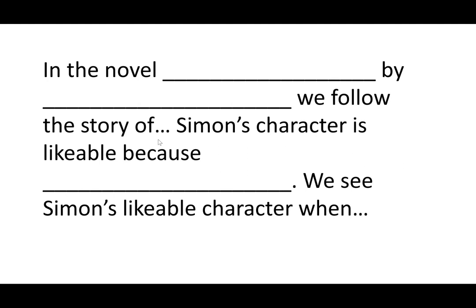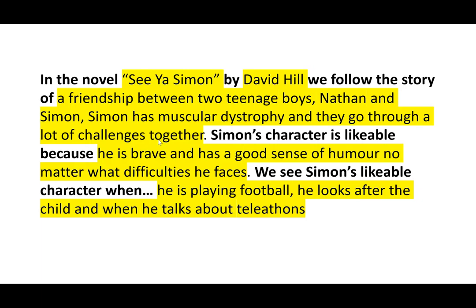Assuming you've done that, you've now written an introduction. If you want to see my one, just stick around and we'll go through that. So in yellow is all the stuff that I filled in. In the novel See You, Simon by David Hill, we follow the story of a friendship between two teenage boys, Nathan and Simon. Simon has muscular dystrophy and they go through a lot of challenges together. Simon's character is likeable because he is brave and has a good sense of humour no matter what difficulties he faces. We see Simon's likeable character when he is playing football, he looks after the child, and when he talks about telethons. That should have a full stop at the end, I forgot.